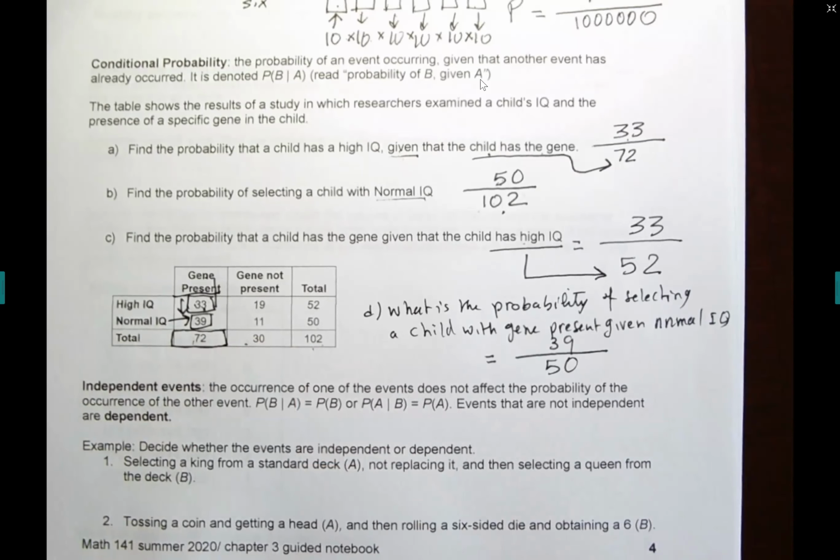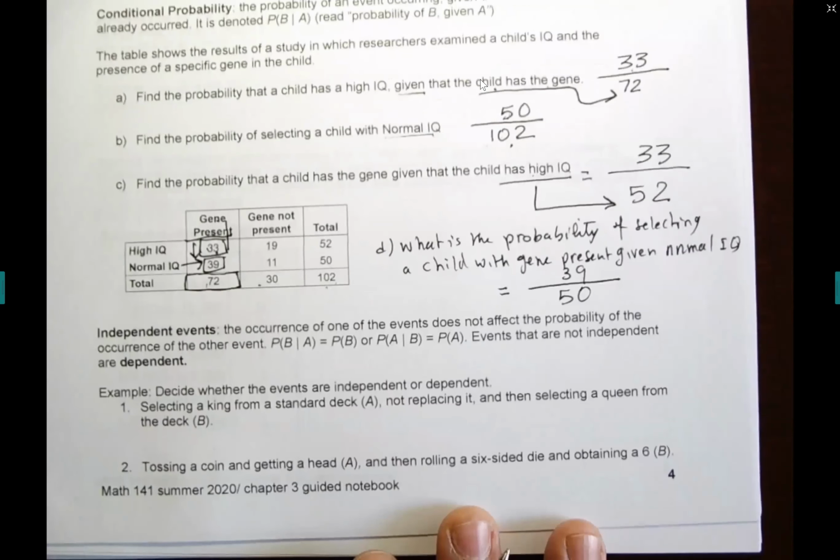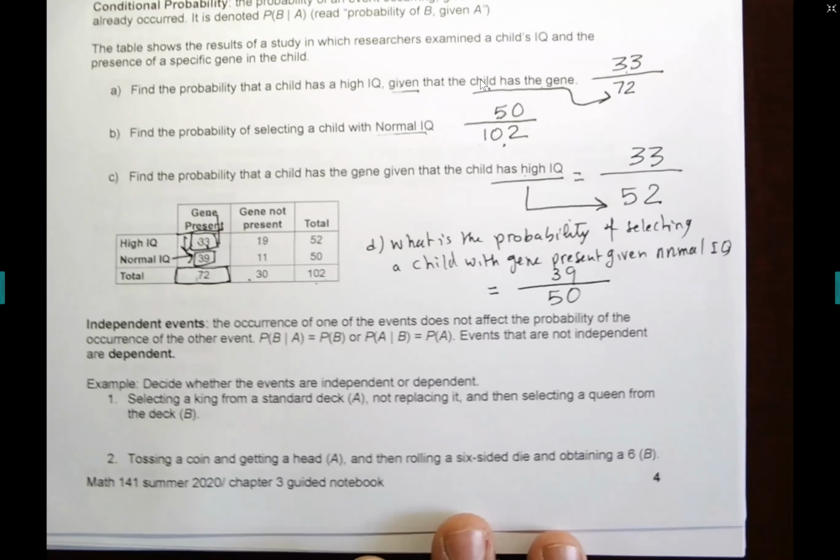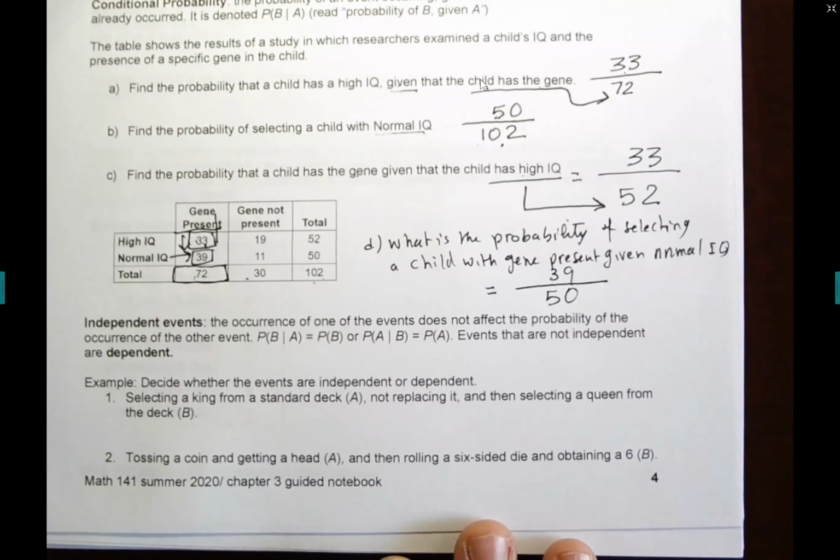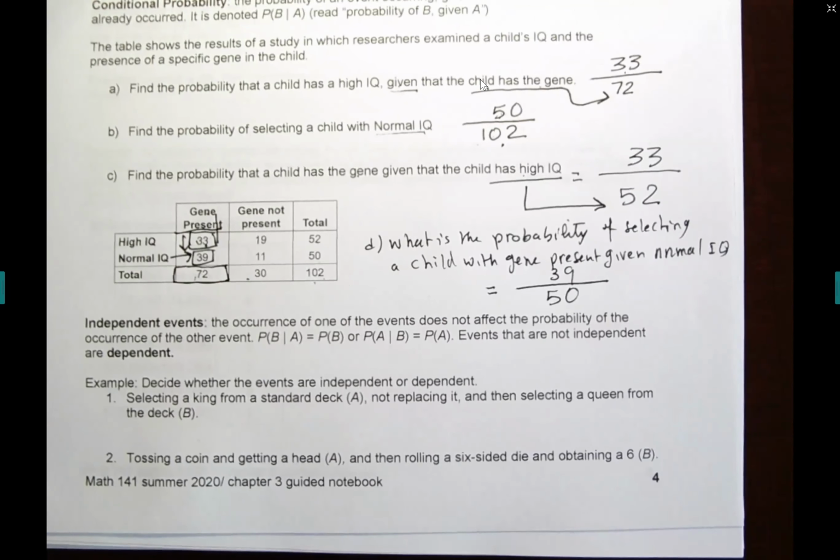Next, independent events. Let me tell you when we say two events are independent. Two events are independent if the occurrence of one event does not affect the probability of the occurrence of the other event. I mean, the word independent, whatever it means, this is what independent is in probability. If the events are not independent, guys, we say that they are dependent.